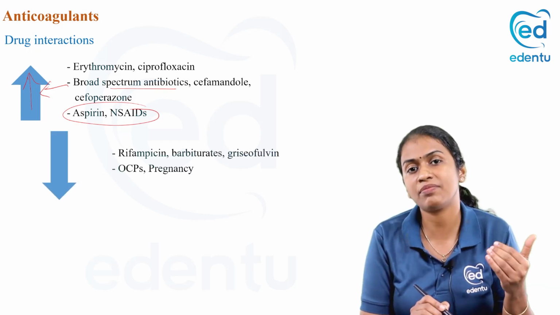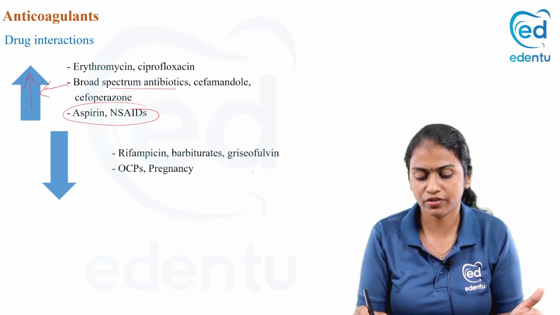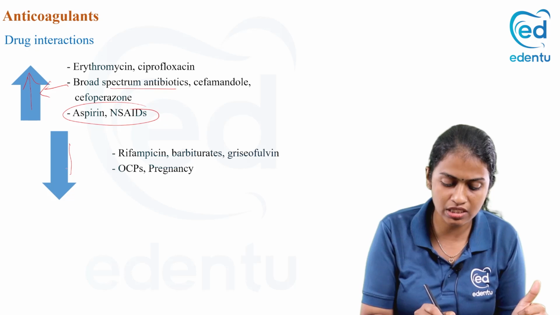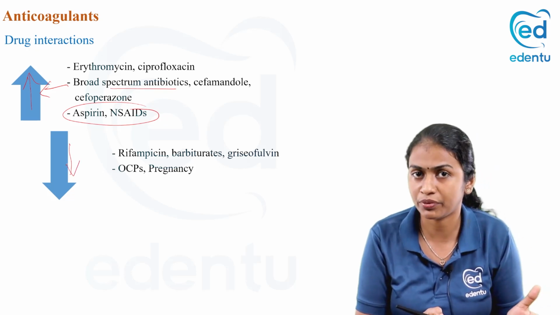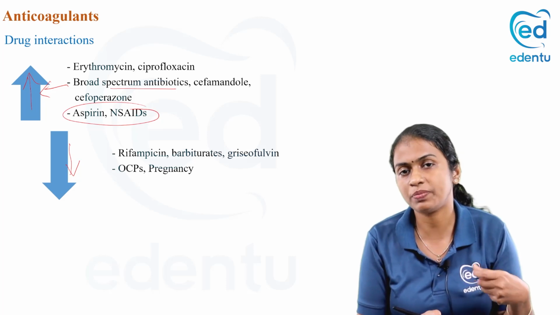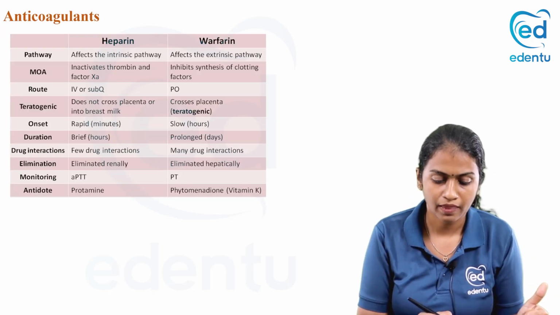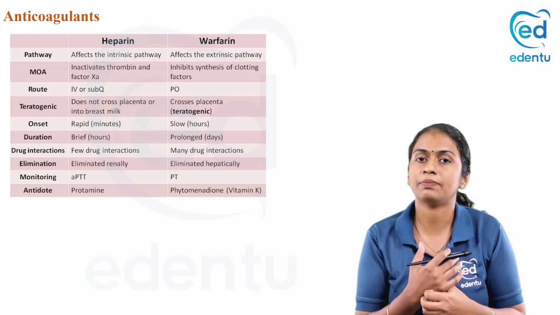Whereas if you're giving enzyme inducers like rifampicin, barbiturates, or griseofulvin, that can cause a decrease in the warfarin and decrease therapeutic levels that can lead to therapeutic failure. Similarly, with OCPs and in pregnancy also the warfarin effect decreases. So this is the difference between heparin and warfarin.